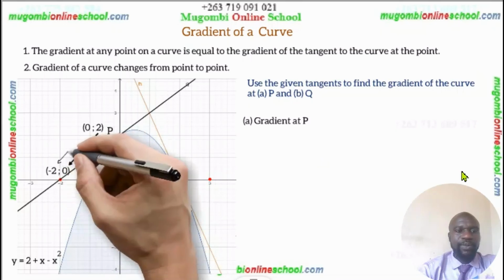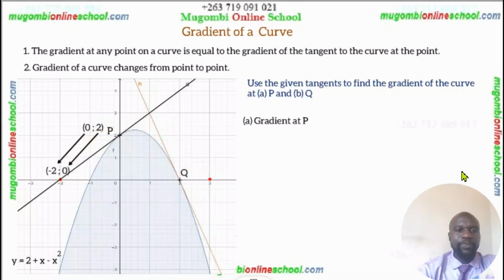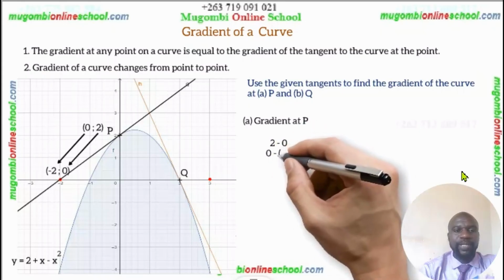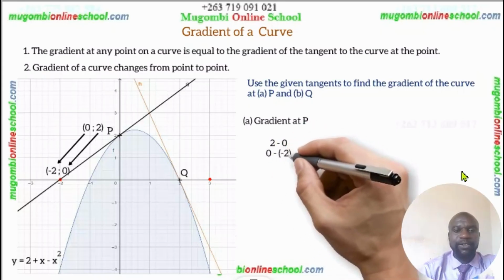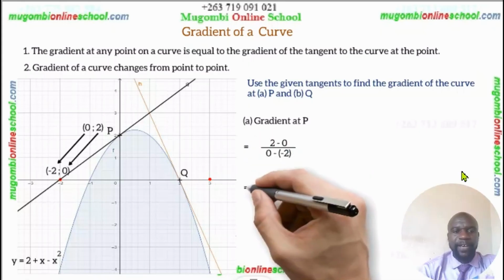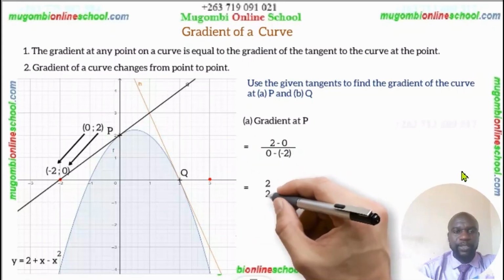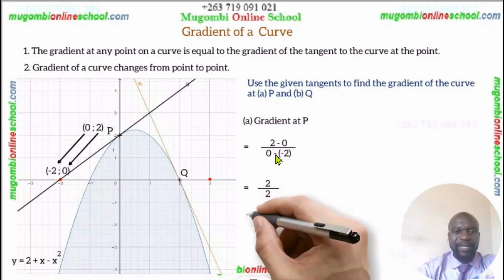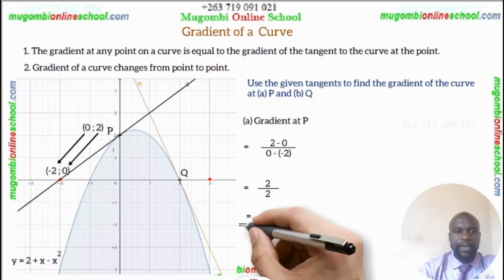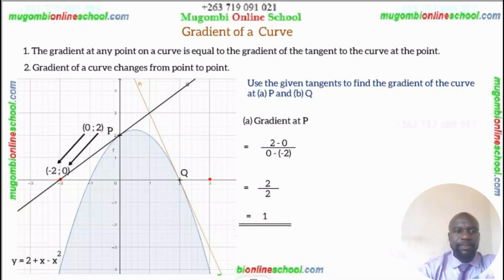The gradient of the curve is equal to y2 minus y1 over x2 minus x1, which is equal to 2 minus 0 over 0 minus 2. This will simplify and give us positive 2 over positive 2, because 0 minus 2 is minus 2, and 2 over 2 gives us 1, right? So this is the gradient at point P.